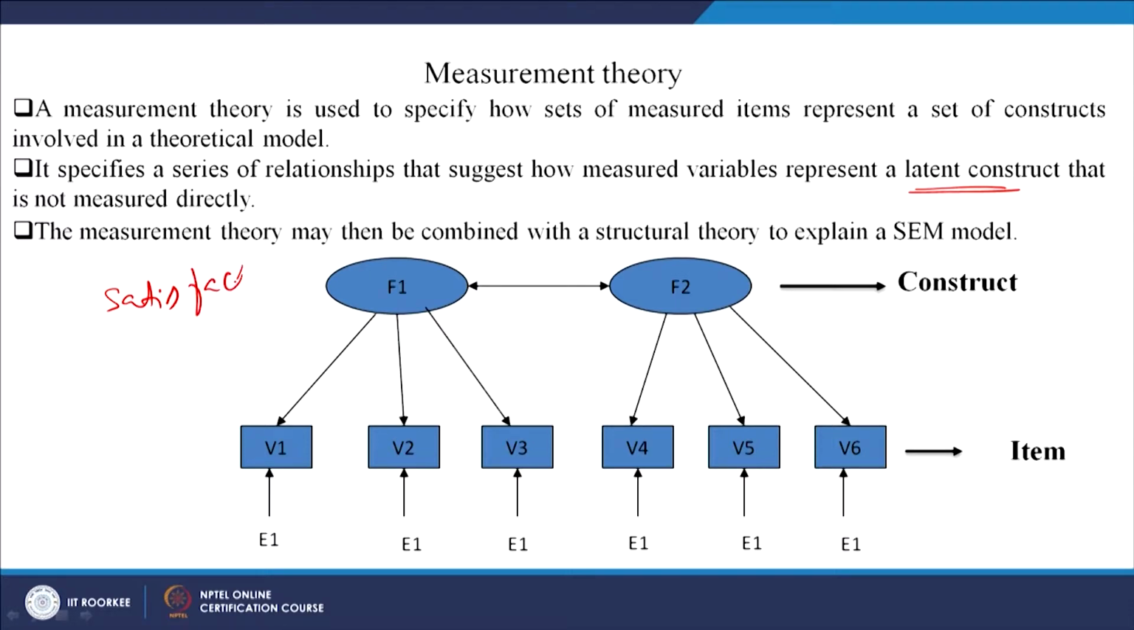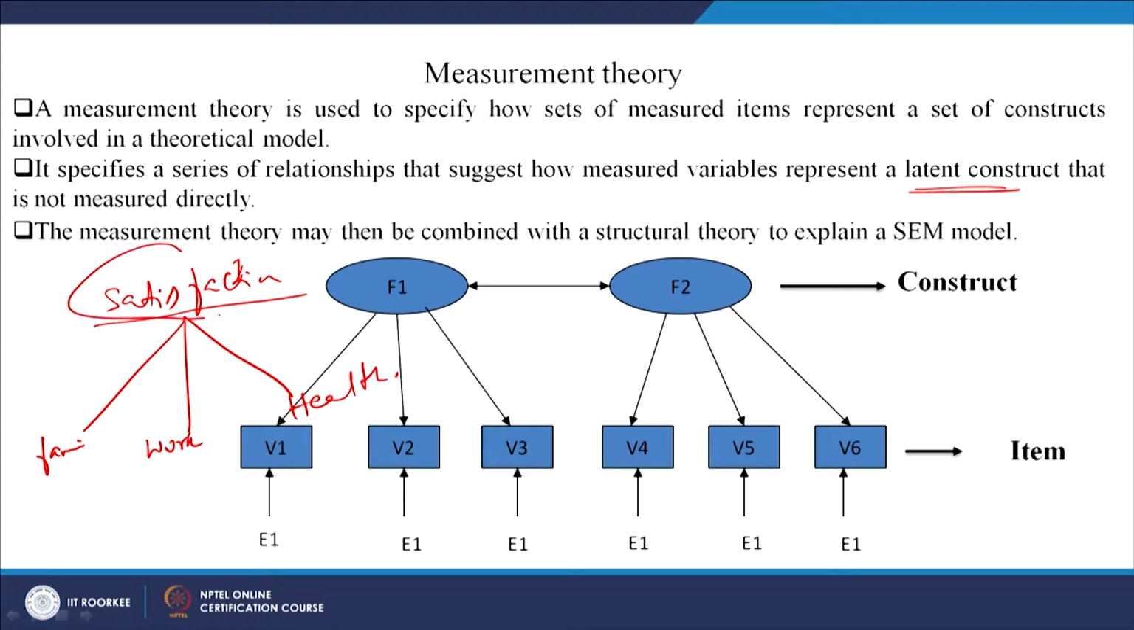To measure satisfaction I cannot measure it directly. So, I am measuring through three different items, V1, V2, V3. The satisfaction could be family, could be workplace, or could be, let us say, my health. So, these are the three indicators I have used for measuring satisfaction, and the three indicators together will explain satisfaction. That is why satisfaction is called my latent construct.